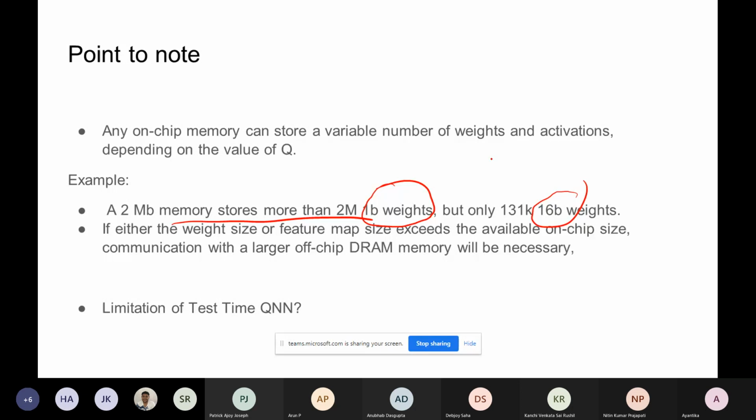So now what is the main limitation you have observed here? Can you tell me what is the main limitation you have observed in this Q&A?